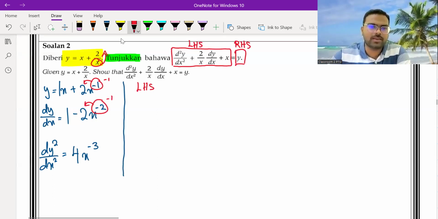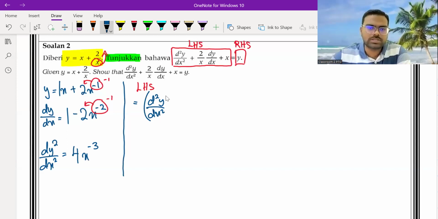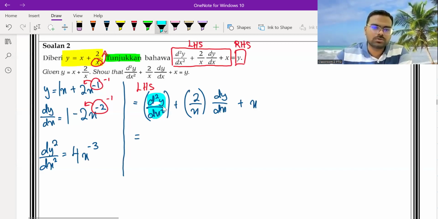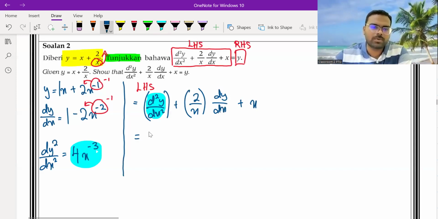So kita start. Left hand side. Equivalent to second derivative plus 2 over x dy dx plus x. Substitute 1 by 1. So your second derivative is here.